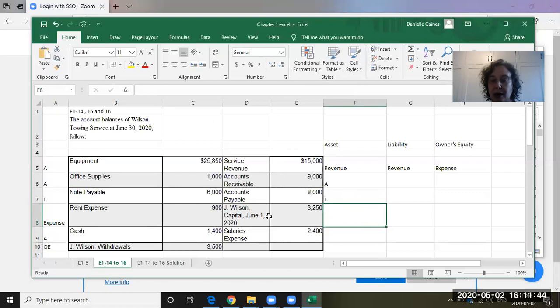J. Wilson Capital, notice that it's June 1st, so it's not giving us the June 30th balance, it's giving us the beginning of the month balance. That's an owner's equity account. And salaries expense, as the name says, it's an expense.